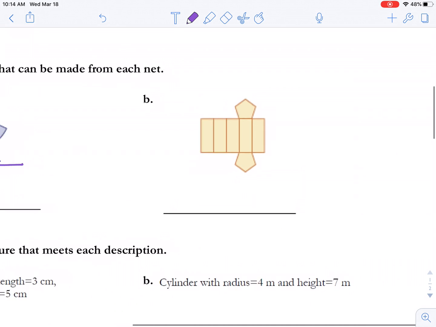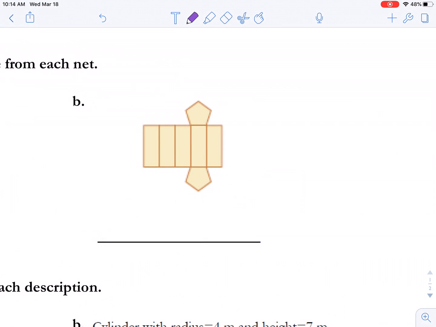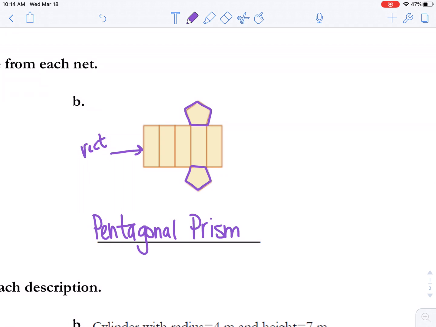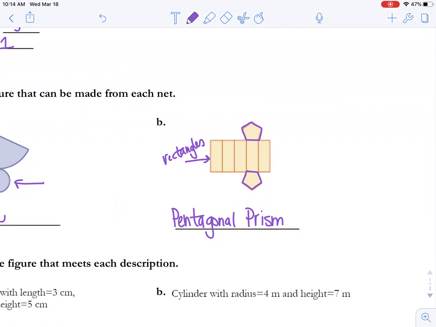Okay. Letter B, we look for those polygons. 2 of them is our hope. That would be congruent. And in this case, the 2 polygons that are congruent are these 2 pentagons. And since there are 2 of them, it's a prism. And so this is going to be a pentagonal prism. Okay. Another key here that tells us it's a prism is that all of the lateral faces are rectangles. That will always be true in prisms. The lateral faces will be rectangles.